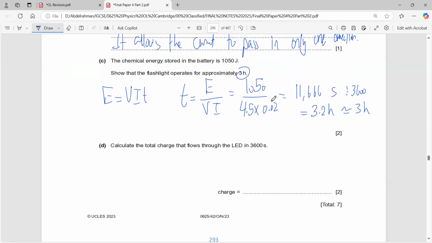Calculate the total charge that flows through an LED in 3600 seconds. The total charge. I equals Q over T.